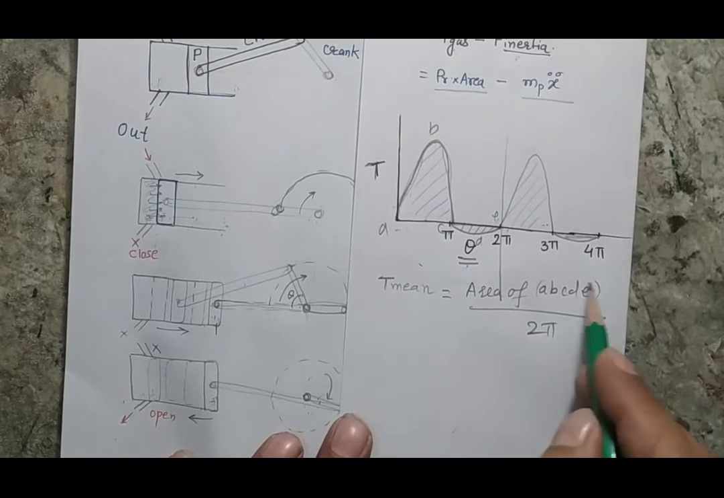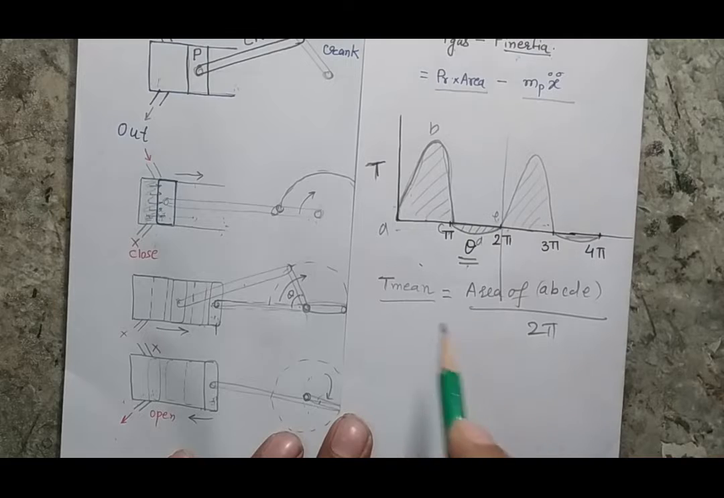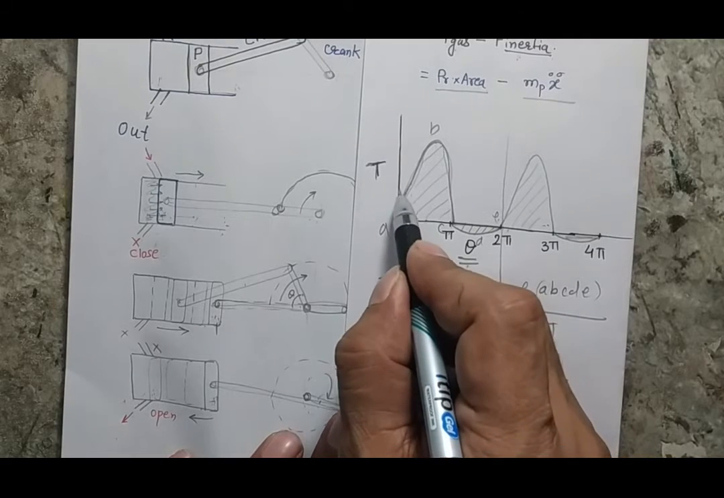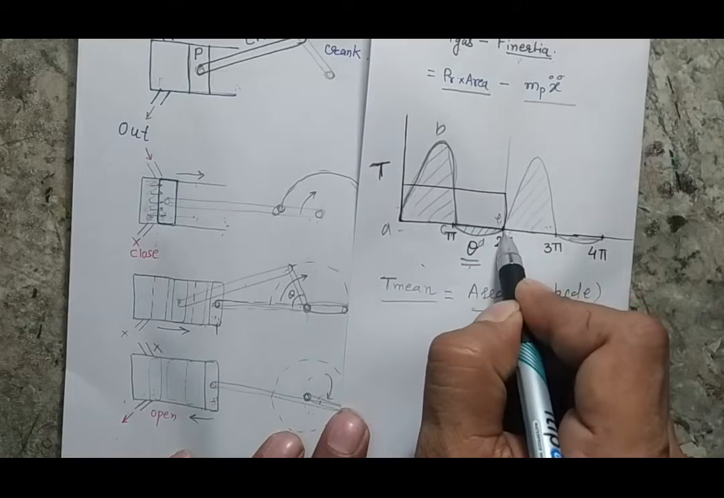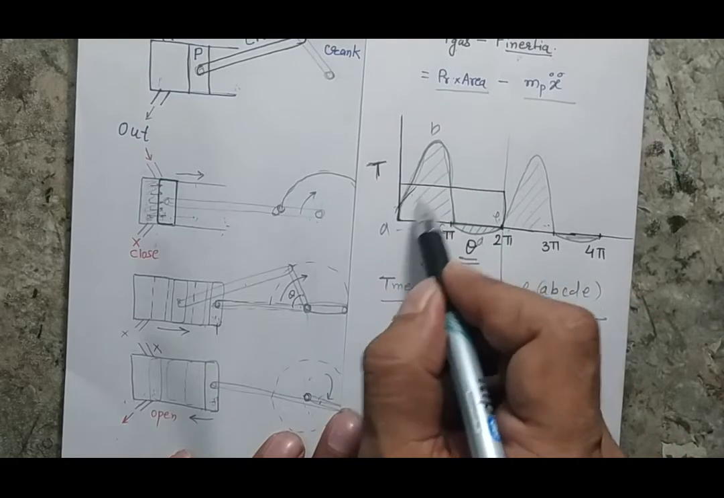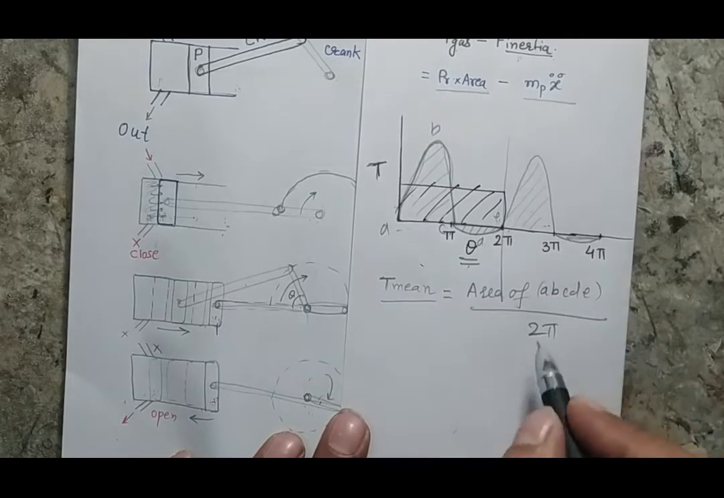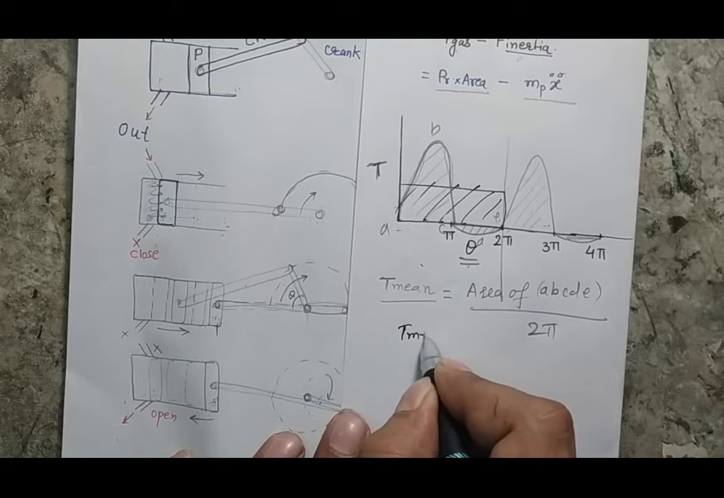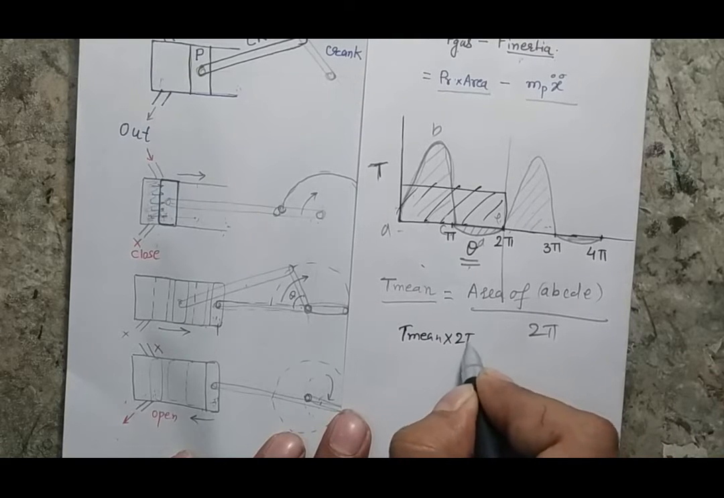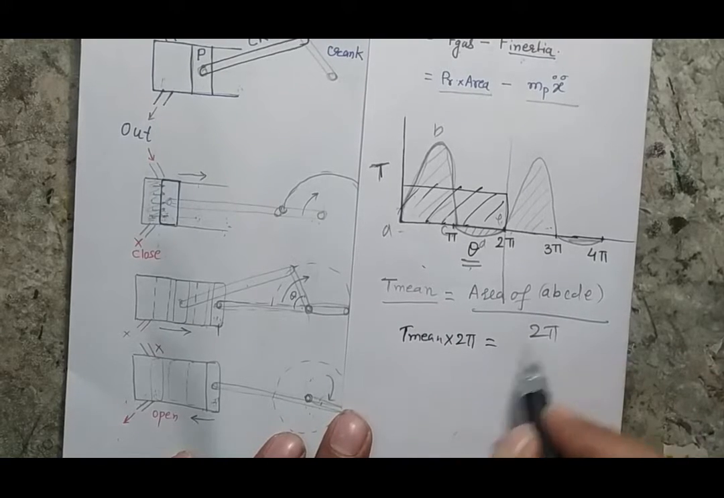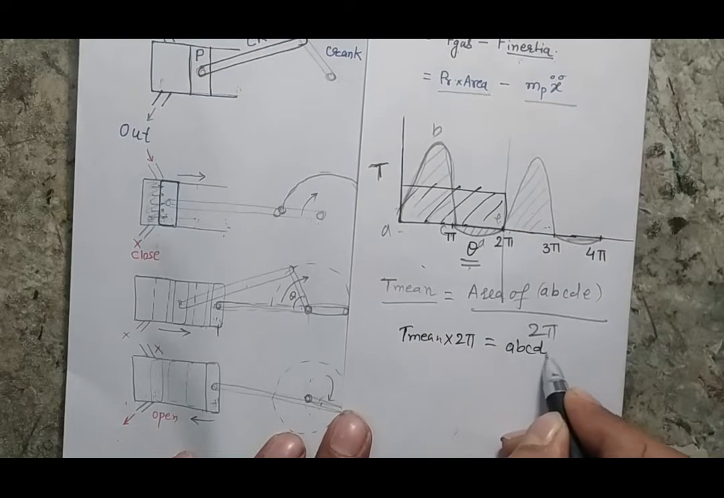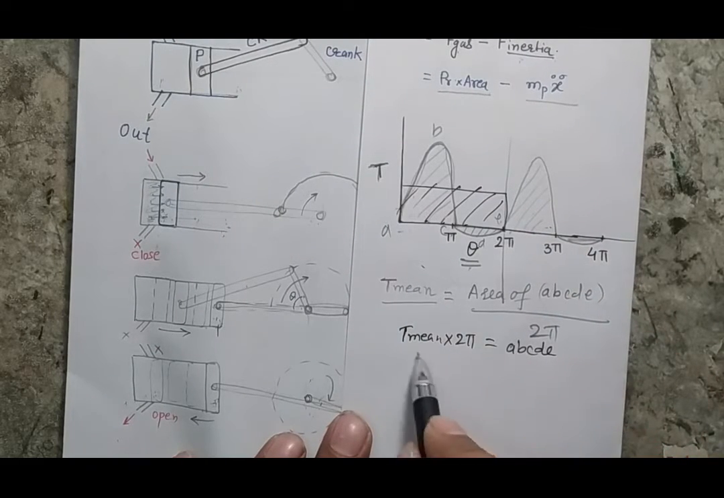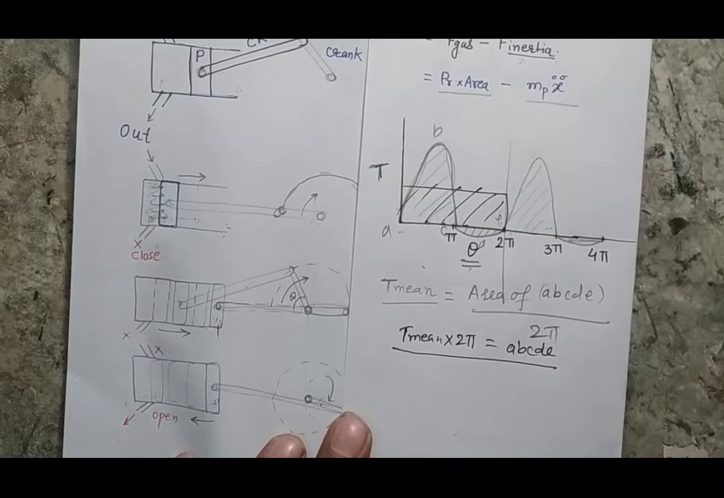When I calculate this value, this is the mean torque, which can be represented by a straight line. So I can represent that the area of this rectangle, which is T mean into 2 pi, will be equal to the area of this curve, which is A, B, C, D, E. In this way we can calculate the mean torque.